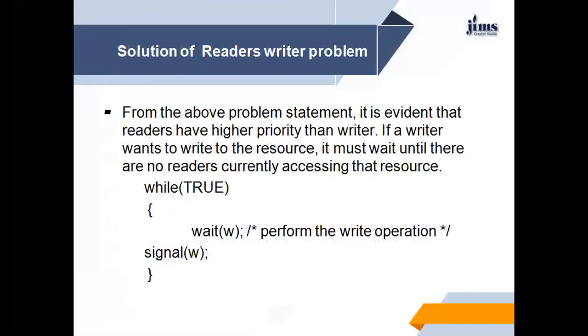From the above problem statement, it is evident that the readers have higher priority than the writer. If a writer wants to write to the resource, it must wait until there are no readers currently accessing that resource. So: while true, wait(W), then perform the write operation. The write operation will have to wait until it gets the signal. So the writers will have to wait until the readers have finished their execution.